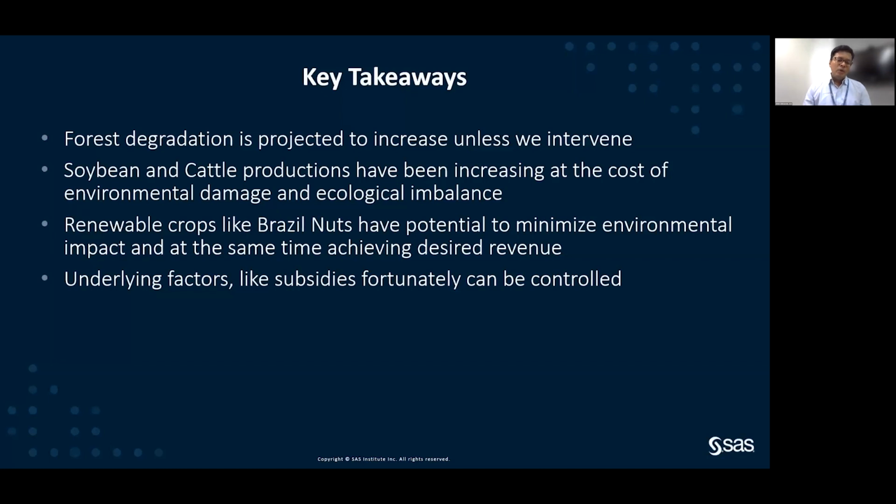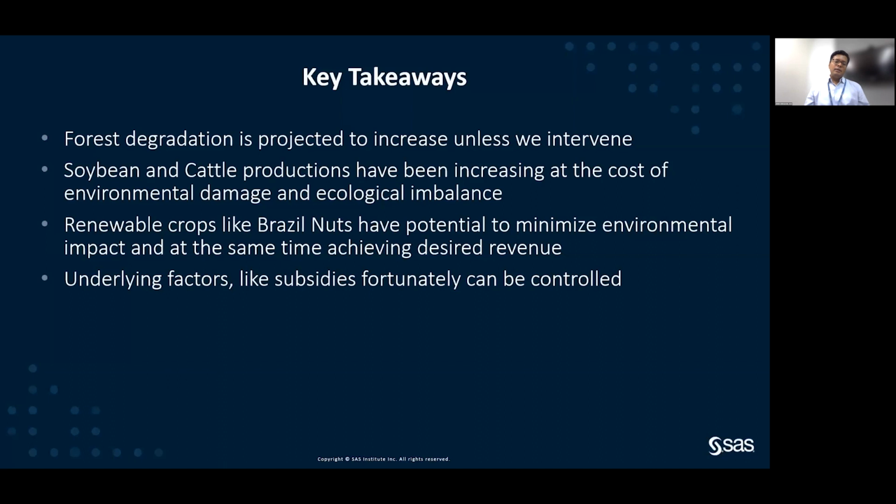The other thing is that renewable crops like Brazil nuts have the potential to minimize the environmental impact, as we have seen, as they are native to Amazonia, they are habitat friendly, and they have demand also. They are very costly. They bring you a lot of revenue, so it is not that you are growing Brazil nuts only for the sake of the environment. They are also fetching you good money, right? So why don't we grow Brazil nuts? Why are you only thinking of soybean and cattle? So Brazil nuts really have good potential to achieve both objectives. So why don't we select that?